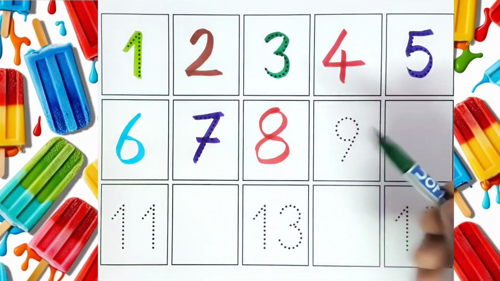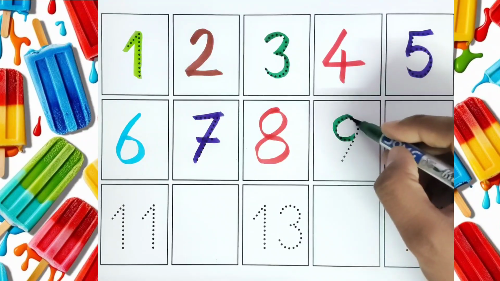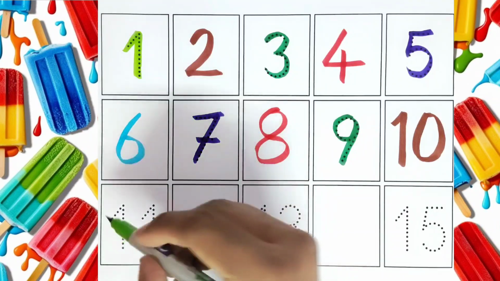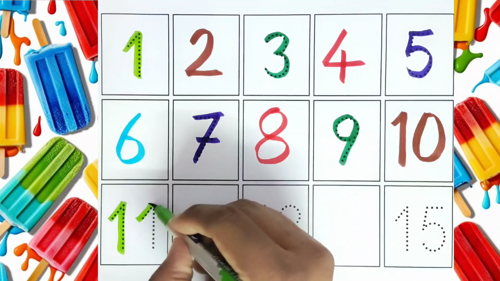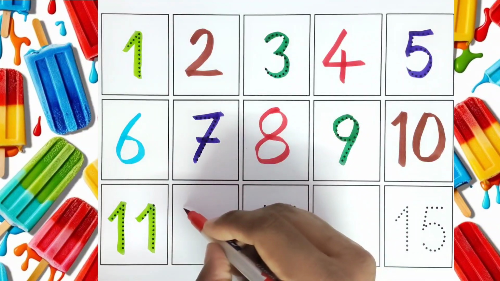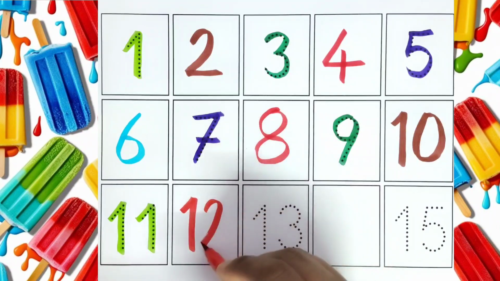This is 9. Number 9. What comes after number 9? 10. Number 10. This is 11. Number 11. What comes after number 11? 12. Number 12.